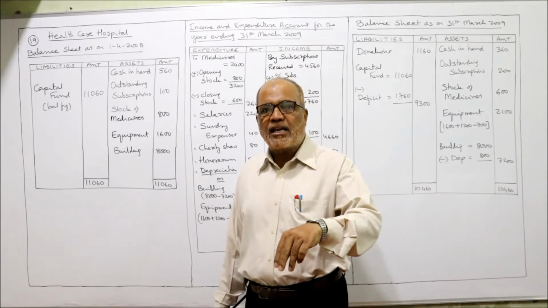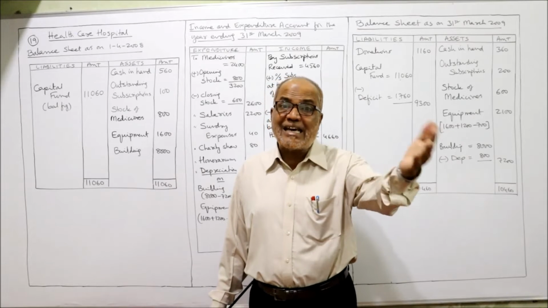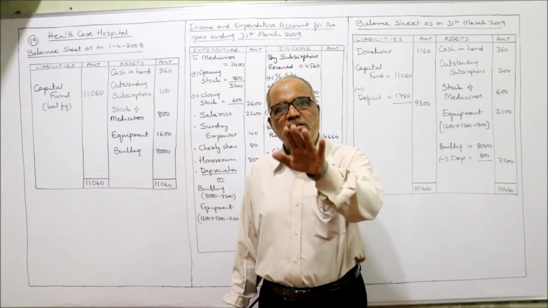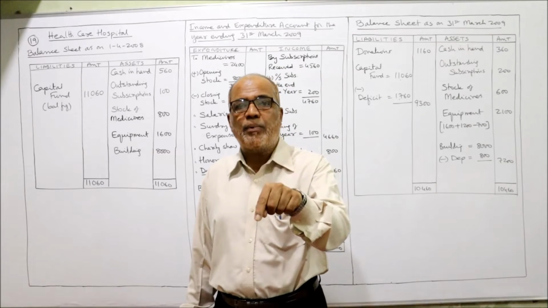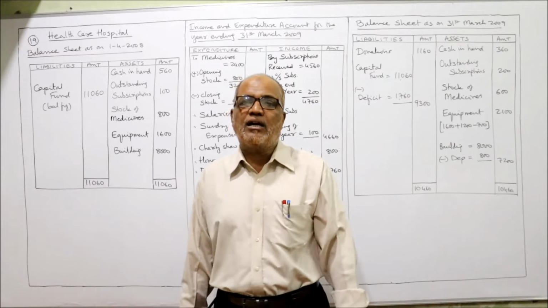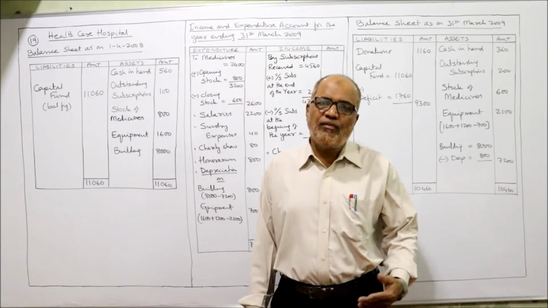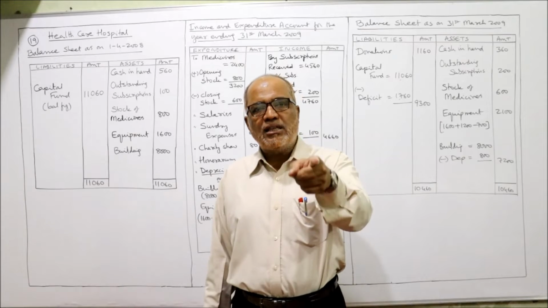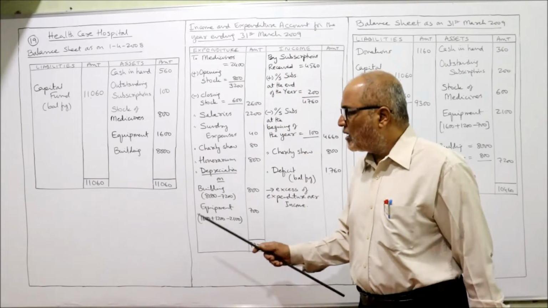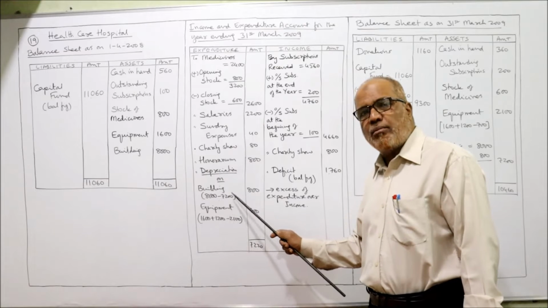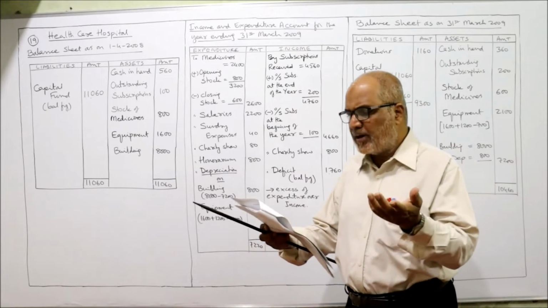Actually, when an asset decreases, there may be two reasons. The first reason is there may be a sale of the asset, due to which the asset value will decrease. Secondly, depreciation. On account of depreciation, the asset value might have decreased. Here nothing is given regarding sale. So we assume the decrease in the value of building is on account of depreciation. So here we have taken depreciation 8000 minus 7200, 800 rupees is the depreciation of building.